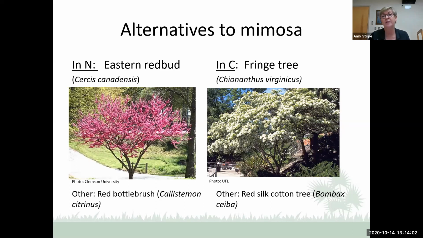This is Chionanthus virginicus. It's an underutilized, beautiful native tree, has a beautiful blossom on it, and really makes a good substitute. Another non-native for Central Florida that you might consider is the red silk cotton tree, the Bombax ceiba. There used to be a beautiful one on the grounds of the old Bradenton Herald newspaper down there in downtown Bradenton, and it has since been leveled for apartments. It's a shame because it was a beautiful example of the Bombax ceiba.